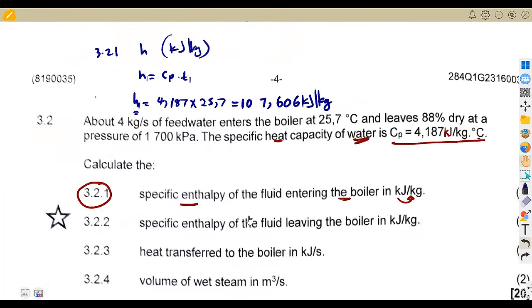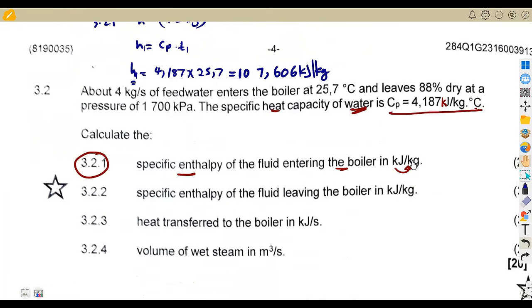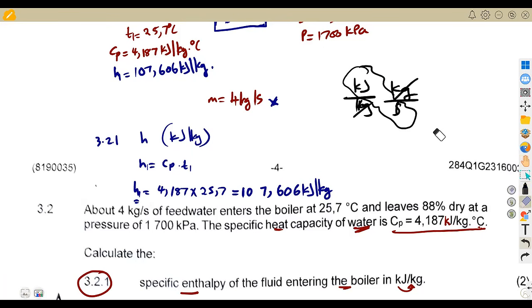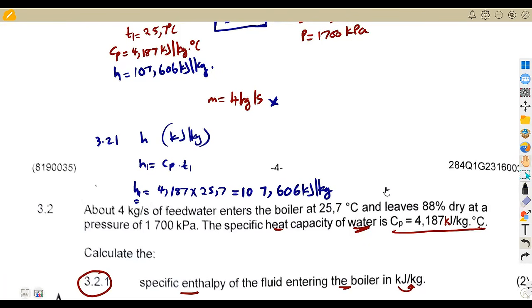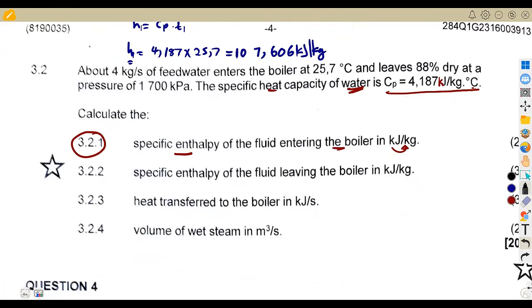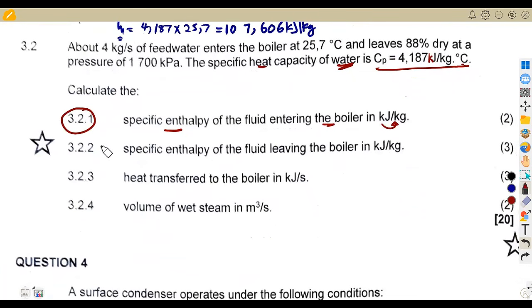If it was in kilojoule per second, we would consider our mass now, in kg per second, so that it will cancel. Remember, I said if you've got kilojoule per kg like this, and you multiply by kg per second, the kg cancels and you remain with kilojoule per second. So if we wanted to write in kilojoule per second, we're supposed to multiply by the mass. But here, the instruction reads in kilojoule per kg, all right? 3.2, the specific enthalpy of the fluid leaving the boiler in kilojoule per kg again.